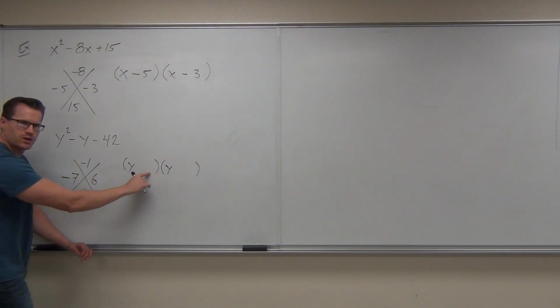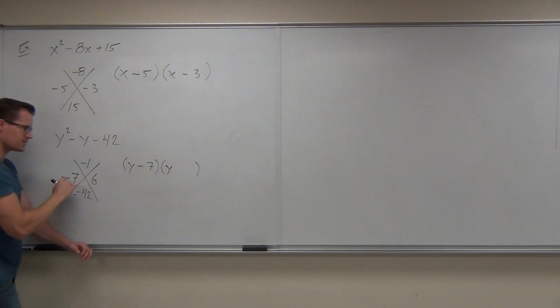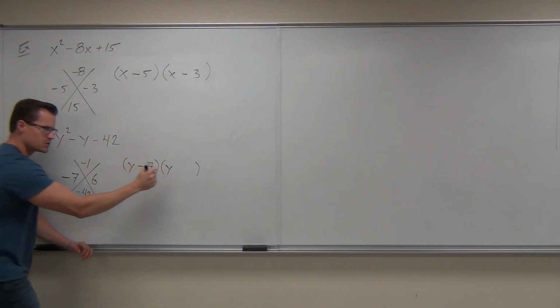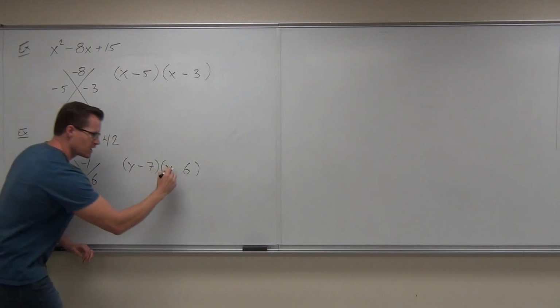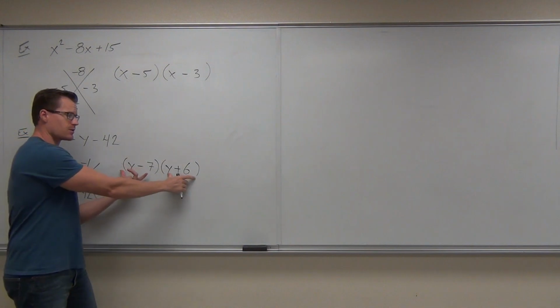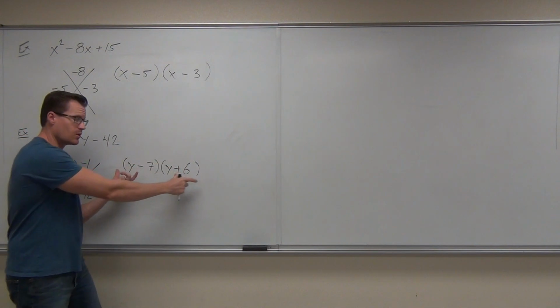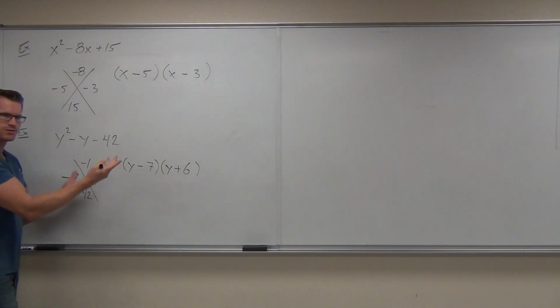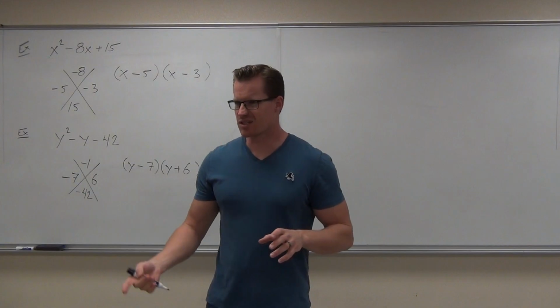What's the next thing we're going to put here? -7. So a -7 means -7. Do we just put a 6 like that? Does that make sense? That's +6. Positive 6 changes to a +6. That's the idea. Now, does it matter the order in which you have these? No. Multiplication is commutative. So if you had put your +6 and -7, not a problem. It's still the same factorization. Am I making sense to you guys so far?